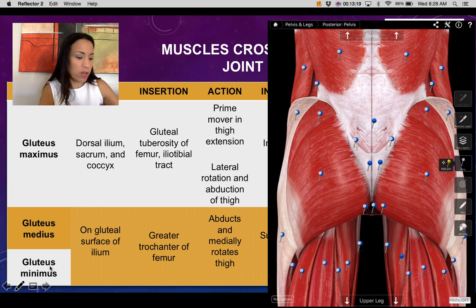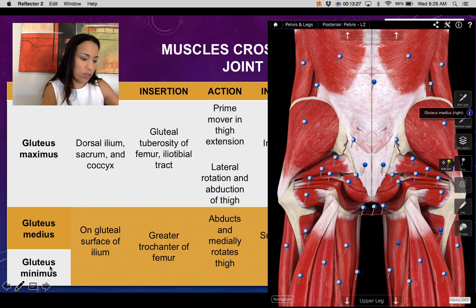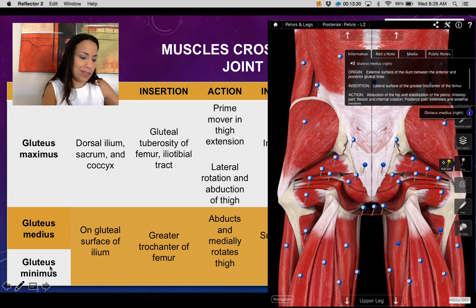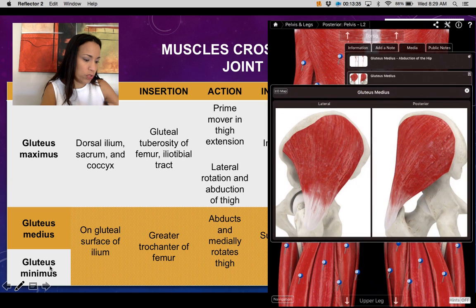Now let me show you the medius and minimus. I'm going to remove a layer, going to remove gluteus maximus, and then you can see in here, that's your gluteus medius. See, it's deeper to the gluteus maximus. Let me show it to you right here. Okay, you can see in there, the origin is in the gluteal fossa of the iliac bone. You remember the lateral aspect of that bone, and look at the insertion. What is that? That's the greater trochanter of the femur.